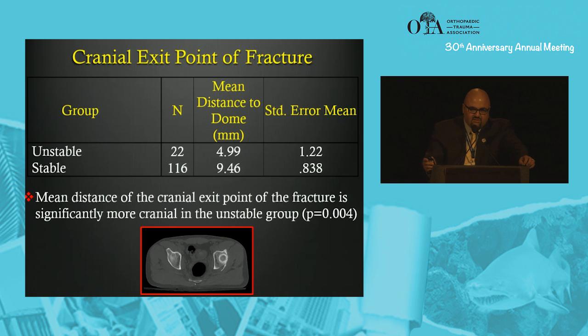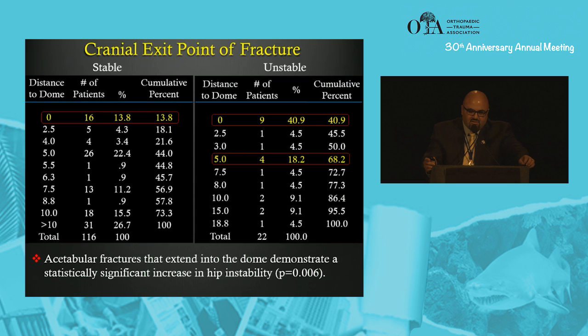What was statistically significant was the location of the fracture. In the unstable group, the mean distance from the exit point of the fracture cranially to the dome was about 5 millimeters, and in the stable group, it was about 9.5 millimeters. Furthermore, in the table on the left side, about 14% of the fractures in the stable group entered the dome region, and in the unstable group, 41% of the fractures entered the dome region, and 68% of the fractures in the unstable group were within 5 millimeters of the dome. Acetabular fractures that extended into the dome were at a significantly increased risk of hip instability.